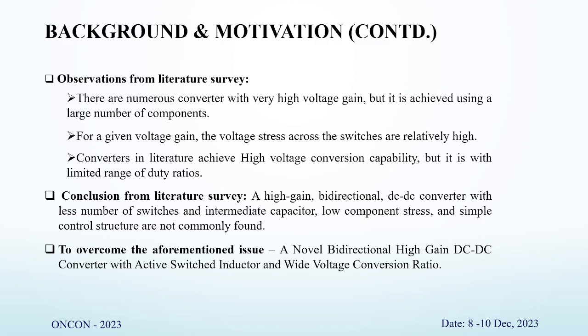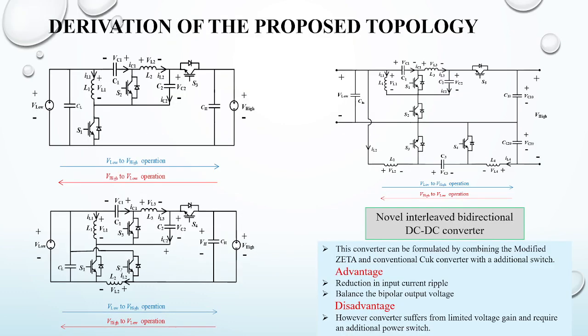So the conclusion from the literature survey: a high gain bidirectional DC-DC converter with fewer switches and intermediate capacitors, low component stress, and simple control structure is not commonly found. To overcome the above mentioned issues, a novel bidirectional high gain DC-DC converter with active switch inductor and wide voltage conversion ratio is proposed.